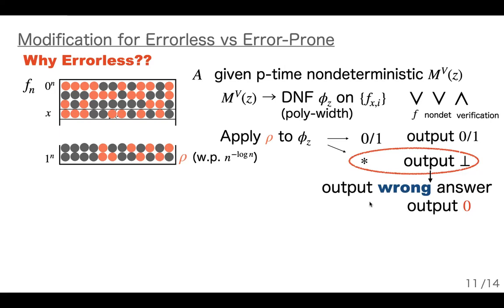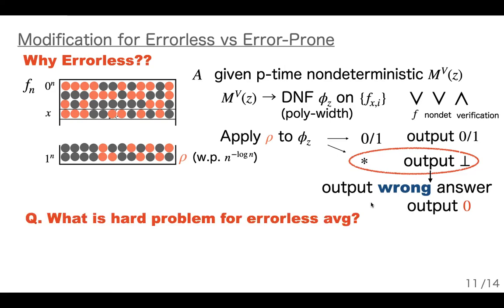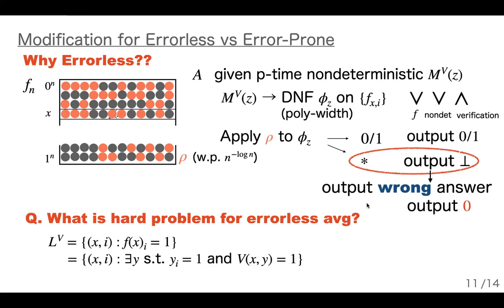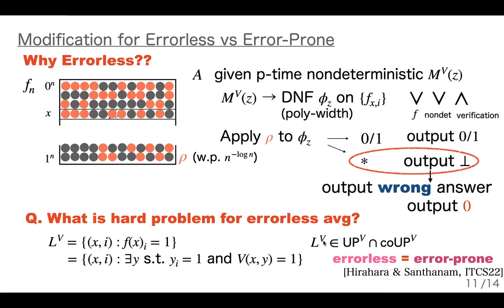But this idea is not sufficient for separating the errorless notion and the error-prone notion. Especially, we did not know a hard problem for errorless average case hardness. For example, if we consider the previous language, then this language is contained in UP intersect co-UP. So this language also has a witness for no statements. And in such a case, we can also show that we can change the error-prone algorithm to the errorless setting. And this problem is not sufficient for our purpose.